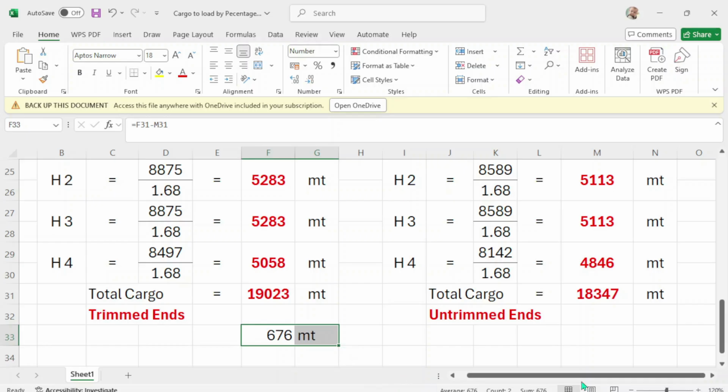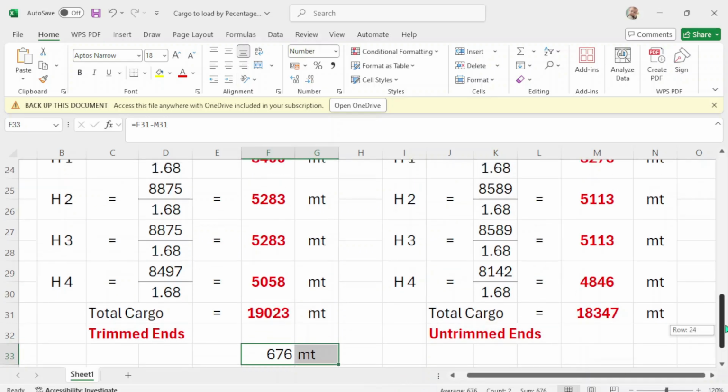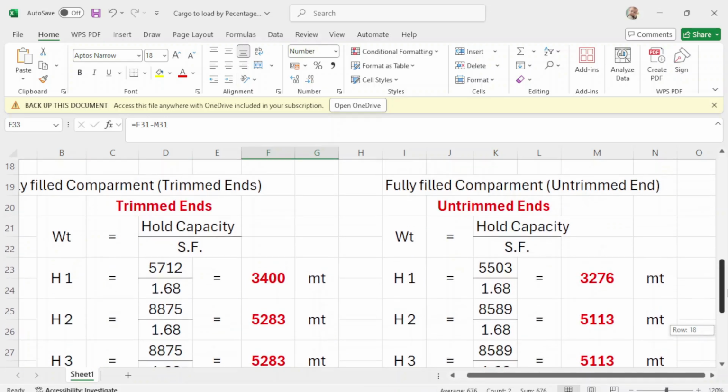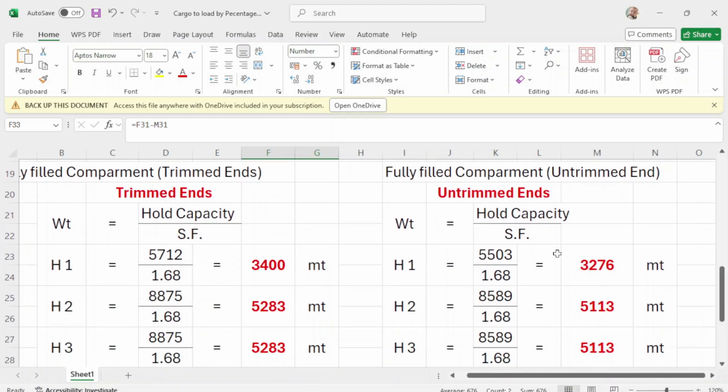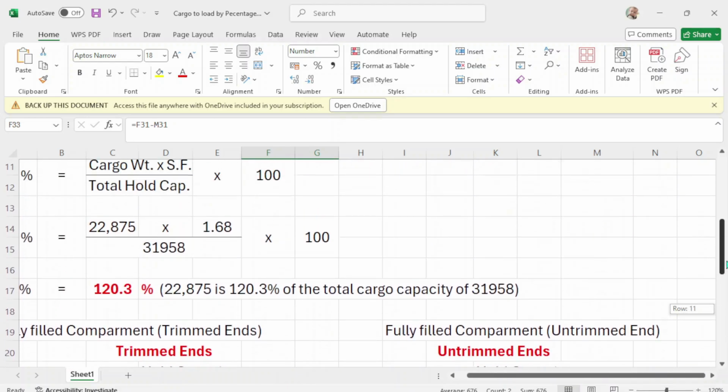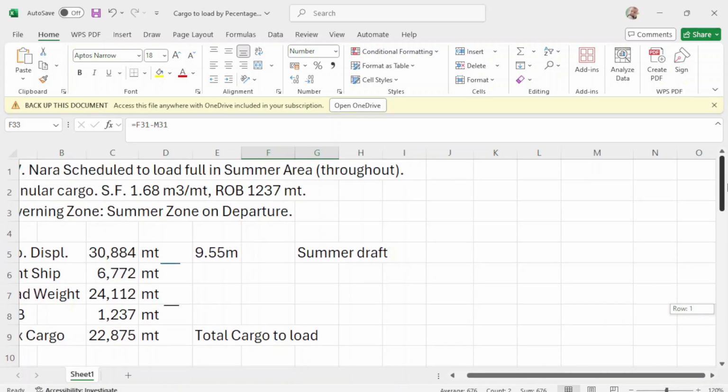That's it, guys. So this is only a short video showing you the difference between trim ends and untrimmed ends.